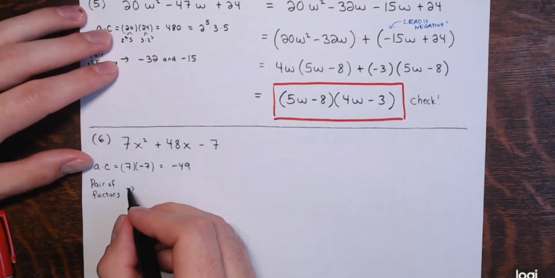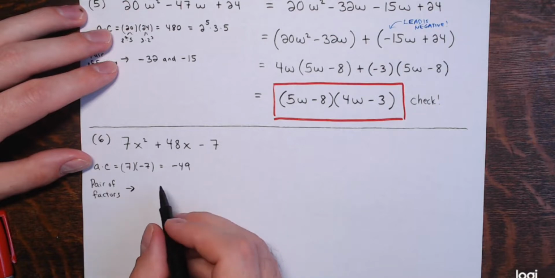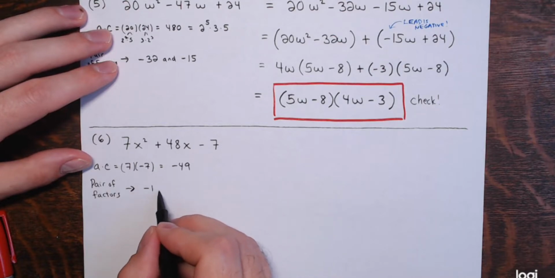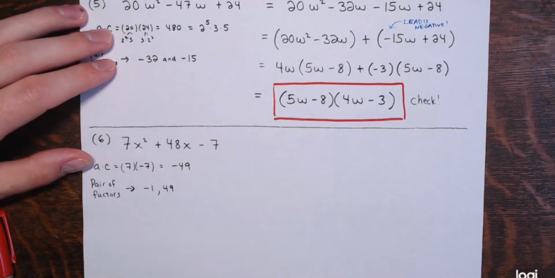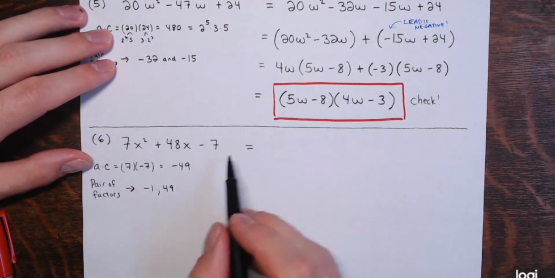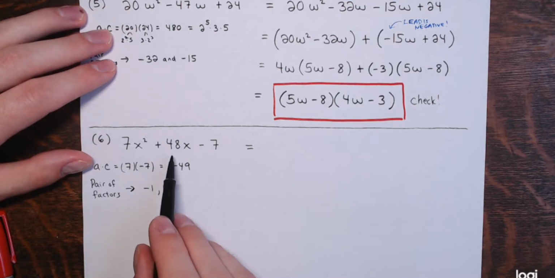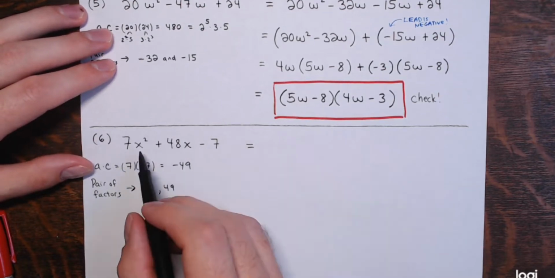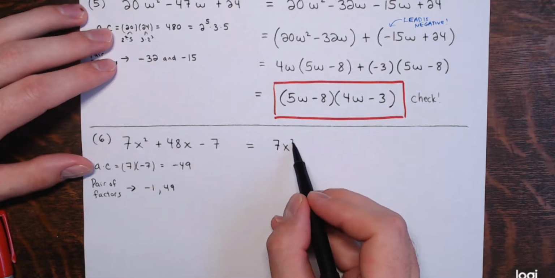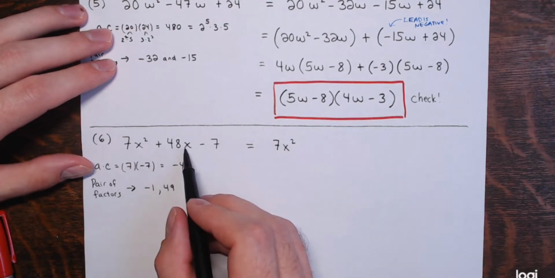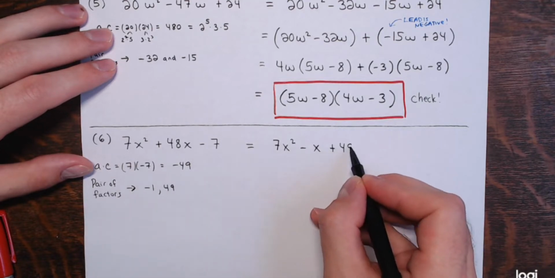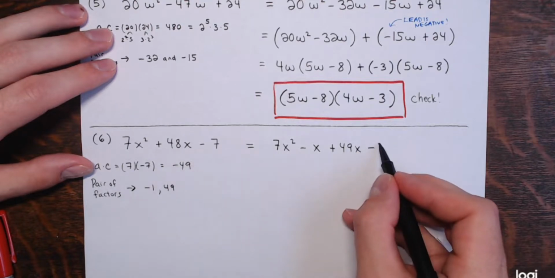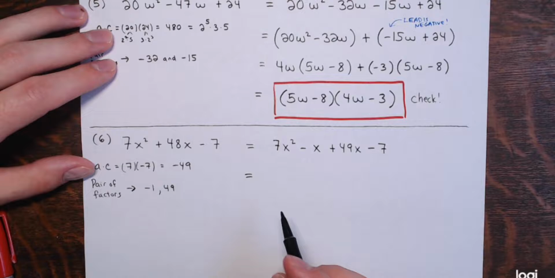So I can see it right now. This would be a negative 1 and positive 49. Right. These multiply to be negative 49, and they add to be positive 48. Alright, so now I'm going to use this pair of numbers to rewrite the middle term. So this original expression is equal to 7x squared, and then instead of the plus 48x, I've got minus 1x, so just minus x, plus 49x, and then minus 7.